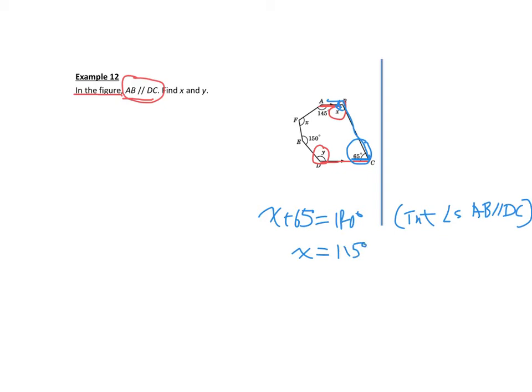And to find y, actually besides the parallel lines given, it is also inside a polygon, so we can apply the angle sum of polygon that x plus 145 degrees plus x plus 150 degrees plus y plus 65 degrees would be equal to 1, 2, 3, 4, 5, 6. It is a hexagon, so that is open bracket 6 minus 2 times 180 degrees. That is the angle sum of polygon.